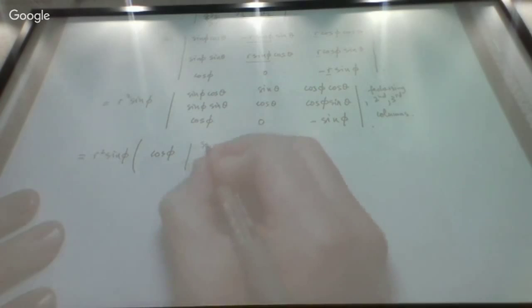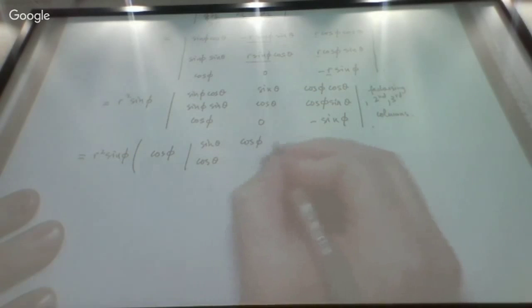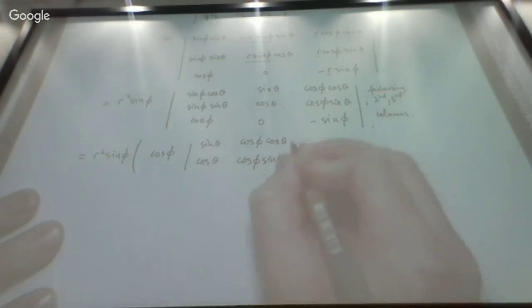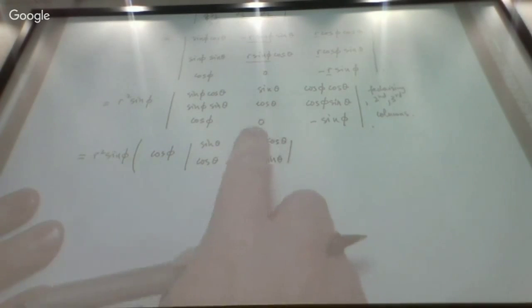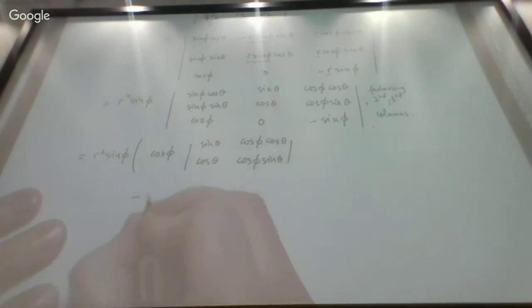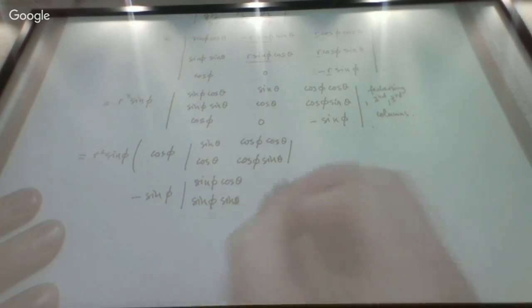This is right. I won't expand out that determinant yet because I can see a simplifying step doing it. Cosine phi, cosine theta, cosine phi, sine theta. I don't need the middle cofactor because I'm multiplying it by 0. Then I have the third, but minus sine phi times, this time it's the 2x2 determinant in the upper left. So it's sine phi, cosine theta, sine phi, sine theta, and then sine theta, cosine theta.